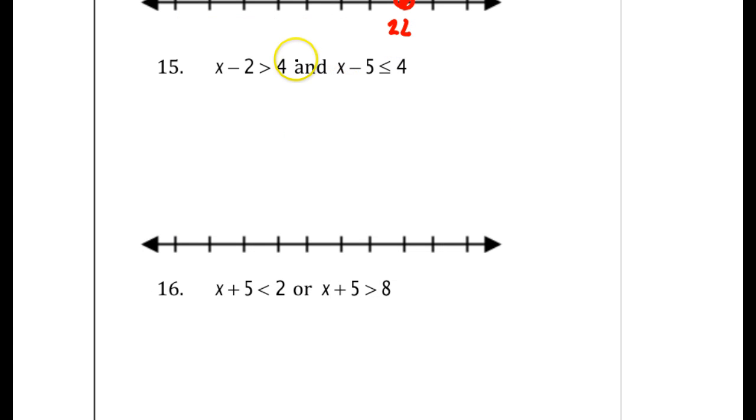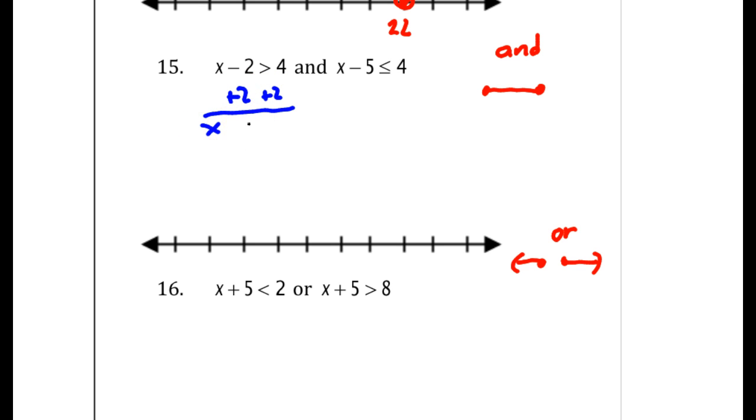Do a few more. This is an and. So generally those are going to be a connected graph. So remember that and compound inequalities usually connect. And then or compound inequalities usually go away from one another. Most of the time. So let's go ahead and solve these. Add 2 to both sides. x is greater than 6. And so we got all the numbers bigger than 6.